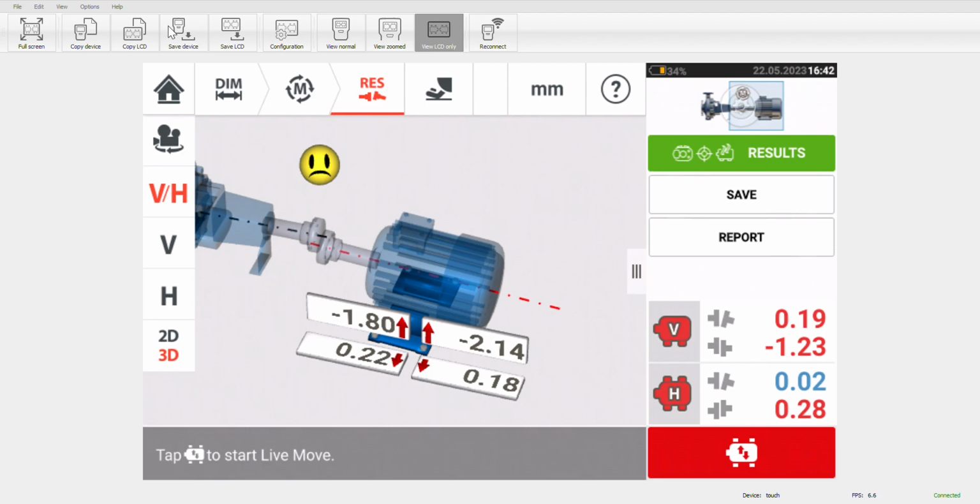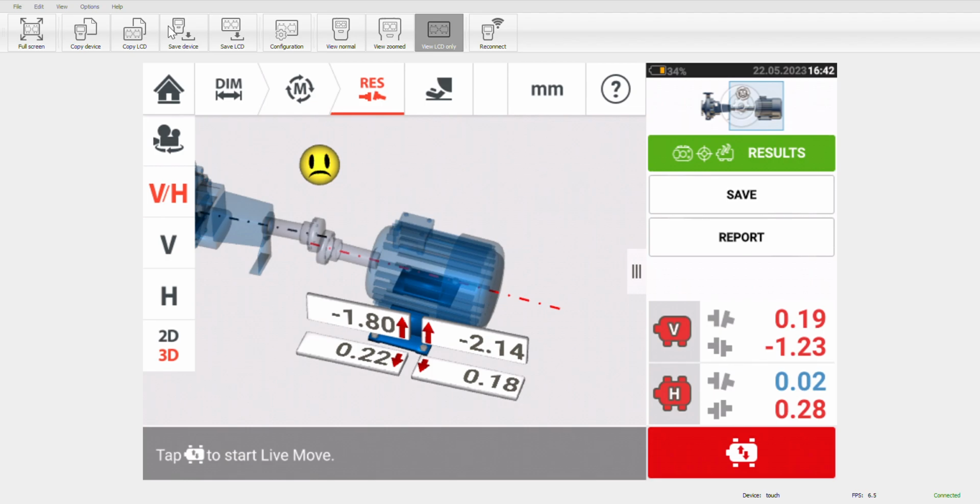On the lower right side, we see the results at the coupling. We see that we have a considerable misalignment. For example, in vertical, we see that the right shaft in the point of power transfer is down by -1.23 mm compared to the left shaft of the pump.